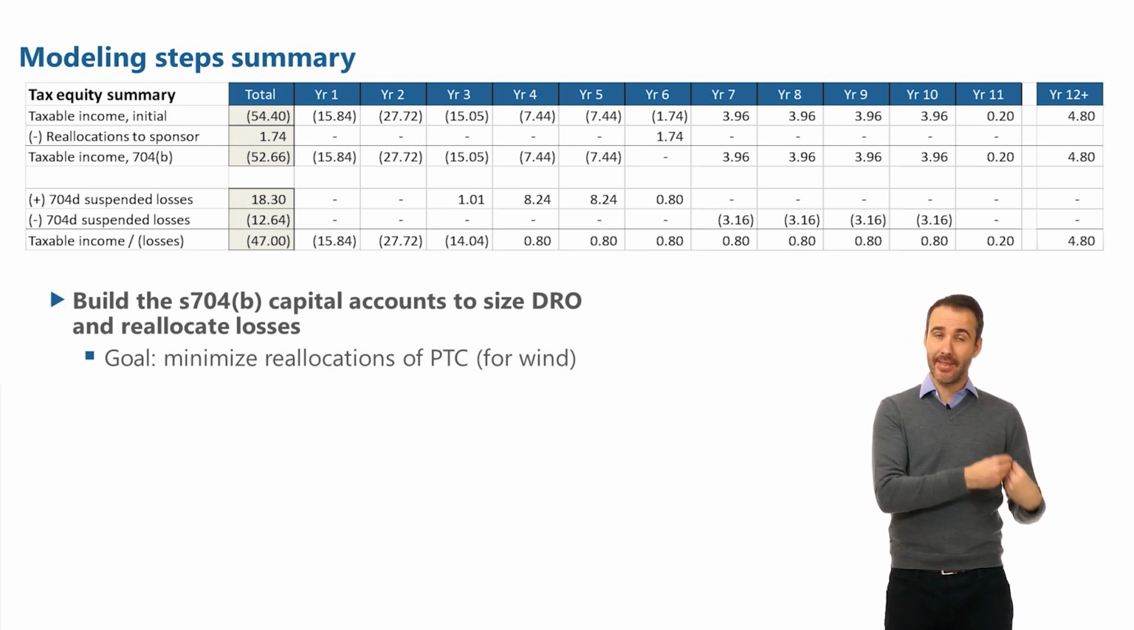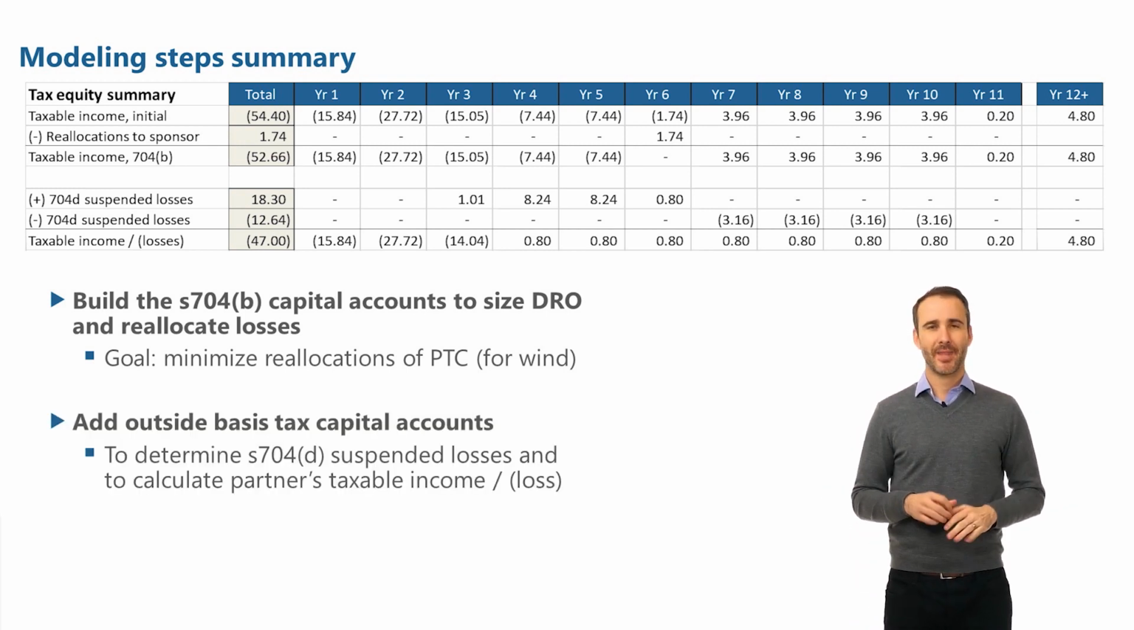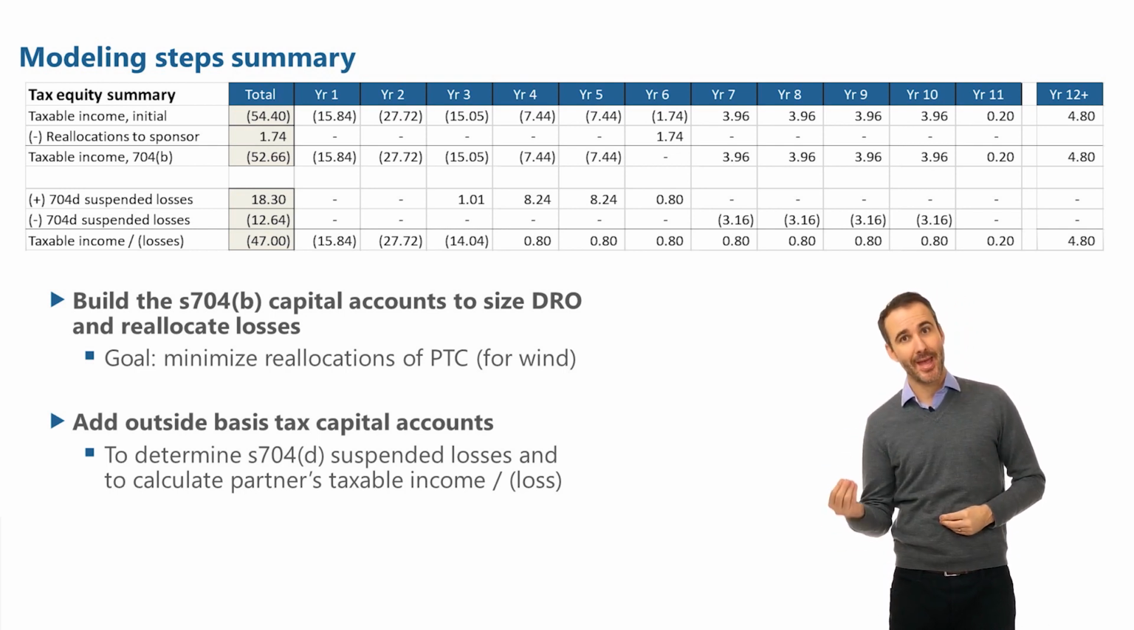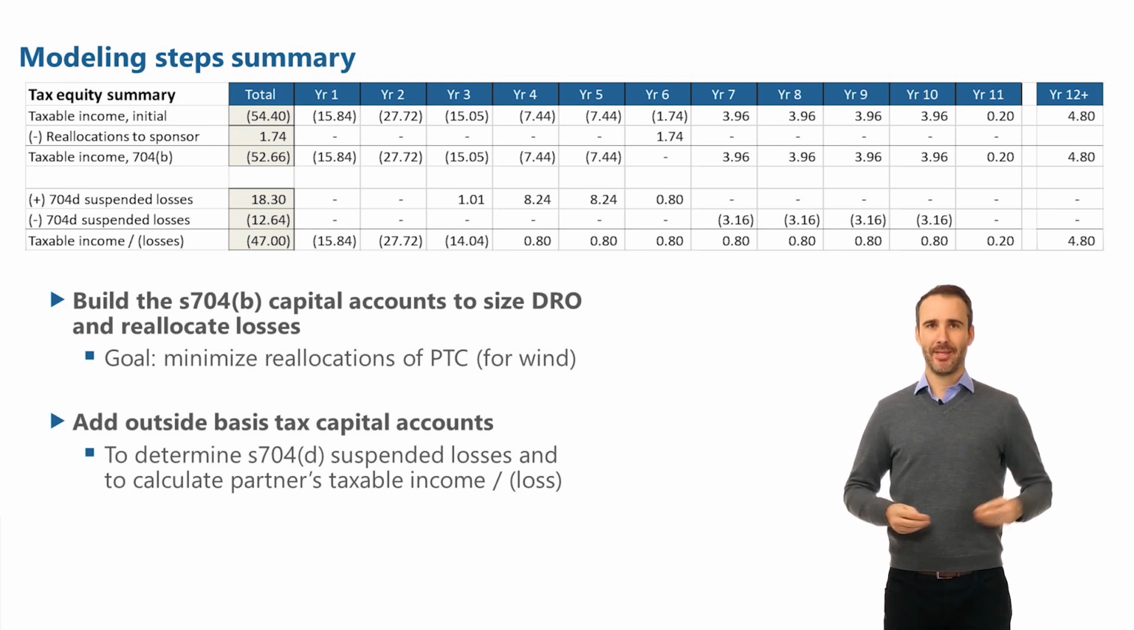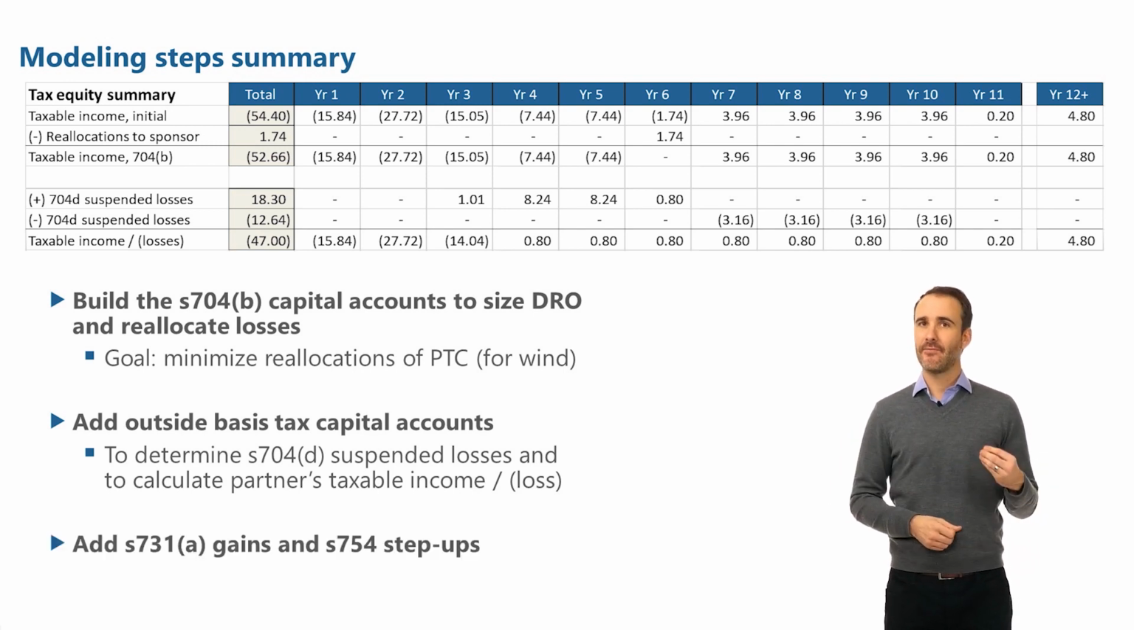We then add to that the outside basis capital accounts. The purpose of this is to determine the tax benefit or the cost to the partner. And these accounts cannot be negative. So we have to suspend losses when they are negative and use them up when the account is positive. Finally, we need to add the Section 731A gains and the 754 step-ups, as David mentioned.